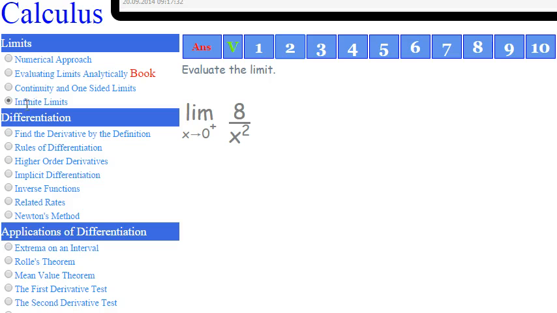We're working on calculus and looking at infinite limits. It says evaluate the limit. This is called a right hand limit. We've got this little plus sign right here. We've got the limit as x approaches 0 from the right of 8 over x squared.